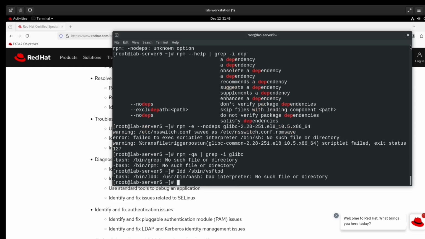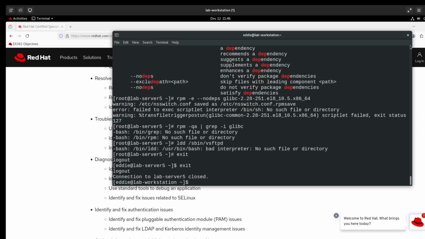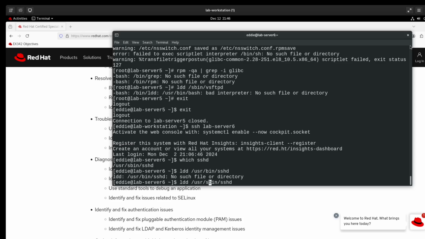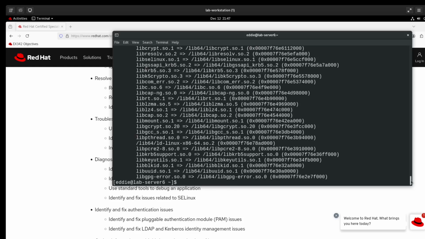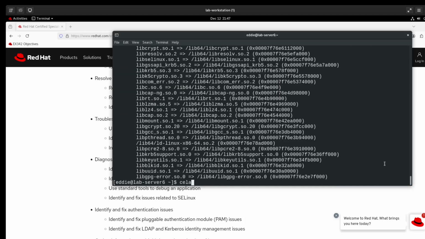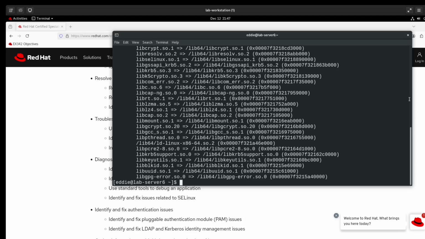So let's say that there was a dependency that was missing. Let me go into another server, since lab server 5 is broken really beyond repair now. Let's go to lab server 6, and we'll do... Where's sshd at? /usr/sbin. Actually surprised that let me do that without being root. So let me clear my screen and then do this again so I can scroll.